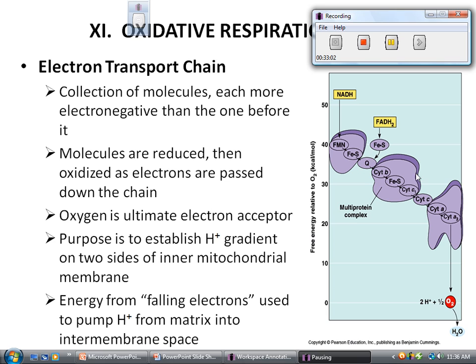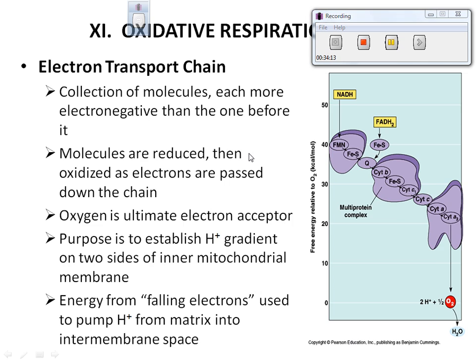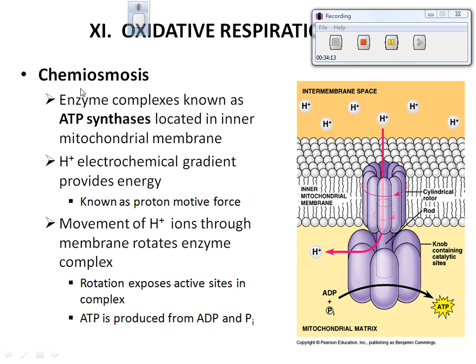Now the purpose of the whole ETC is to establish a hydrogen ion gradient on 2 sides of the inner mitochondrial membrane. So we want to establish a gradient, or a buildup, of hydrogen ions. The energy from these falling electrons is used at the very end to pump hydrogen ions from the matrix into the inner membrane space, which will ultimately make our ATP. Chemiosmosis is one of the steps at the end, and that's going to be the making of the ATP.